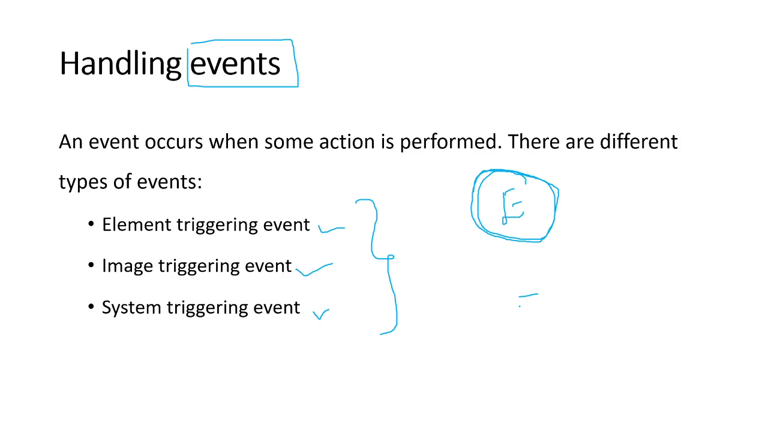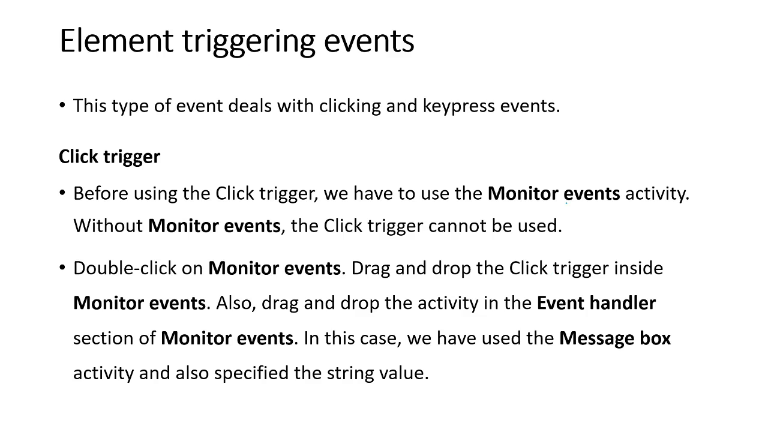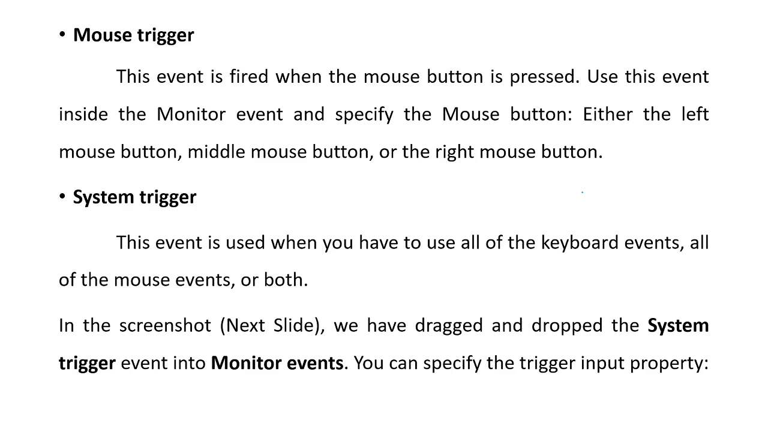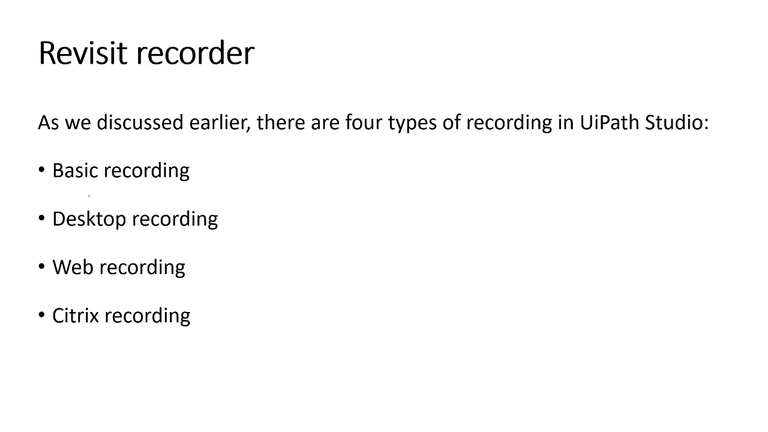to specify the actions or a handler for the specific event, and we learned this by taking a practical example. So remember, instead of monitor events activity, you need to use an activity called trigger scope in order to work with the practical examples for element triggering events, image triggering events, or system triggering events, correct? And then we revisited a few recorders. Specifically, we revisited a basic recorder, and then we understood the main difference between basic recorder and desktop recorder, right?